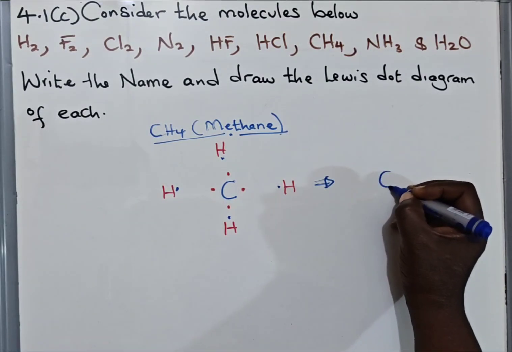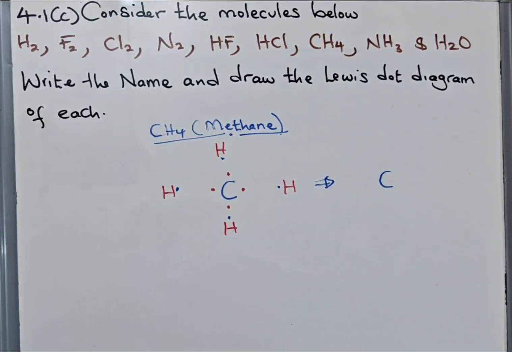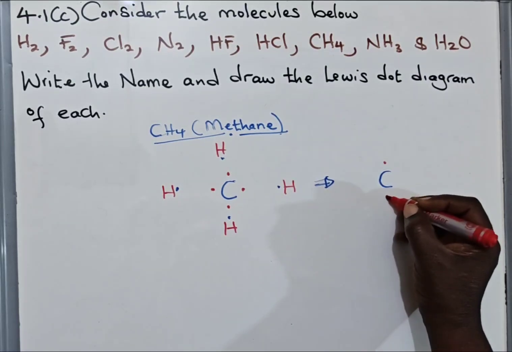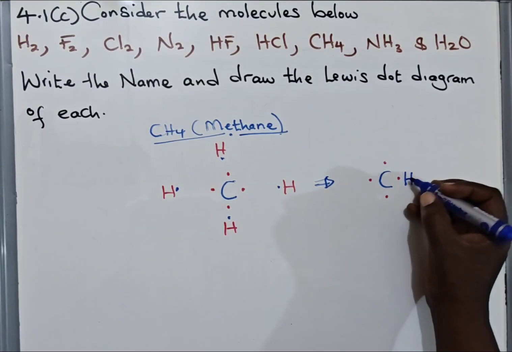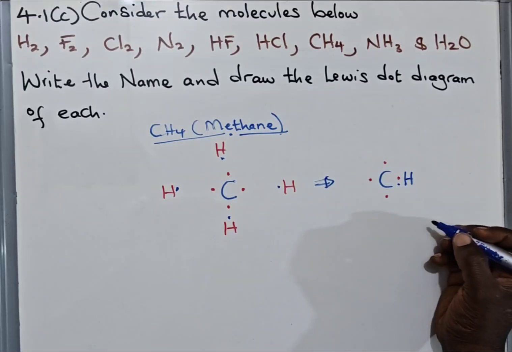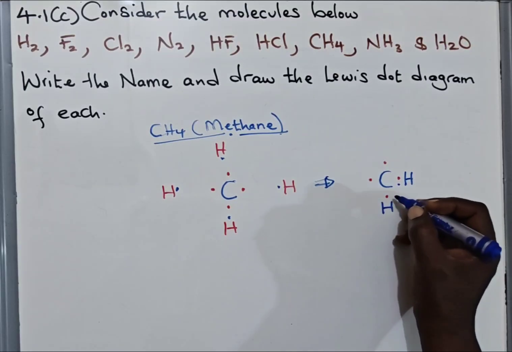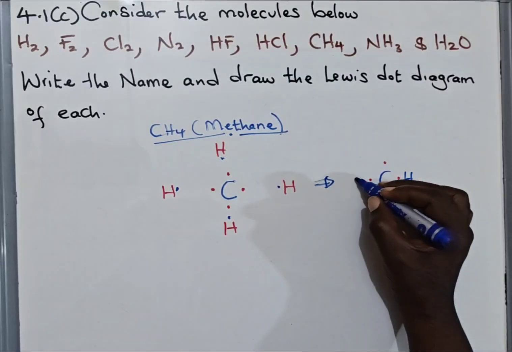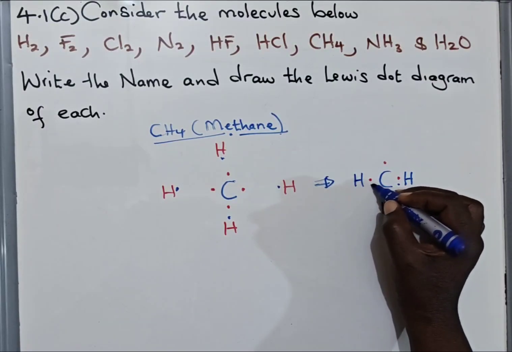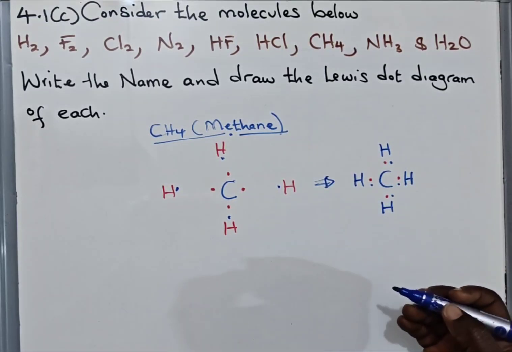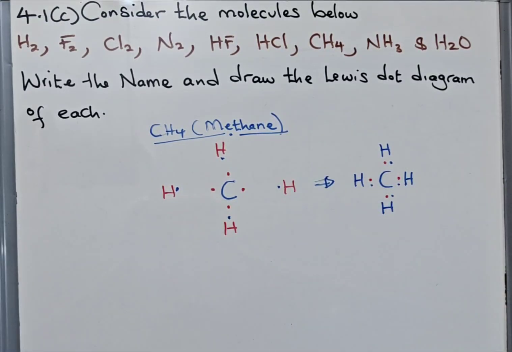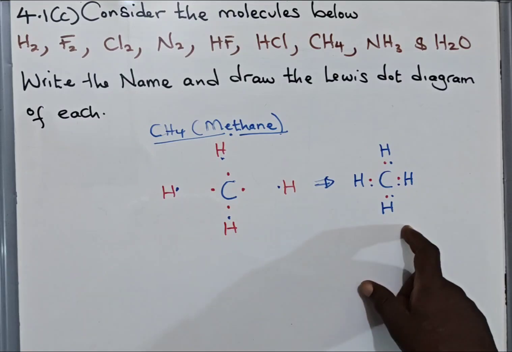We are going to get our carbon atom, and with its electrons like that. Okay. Then hydrogen comes here, coming with its unpaired electron to bond. Another one comes here, bringing its unpaired electron. Another one comes here, bringing its unpaired electron. Another one comes here, coming with its unpaired electron. So what you have here is the molecule for methane.